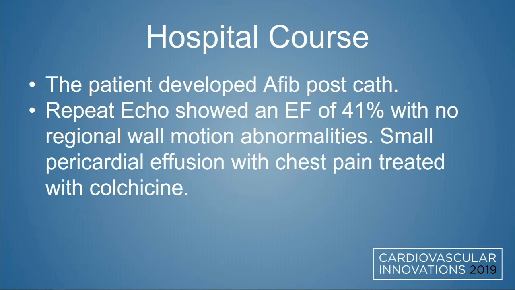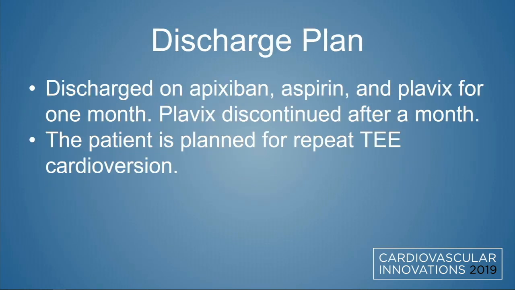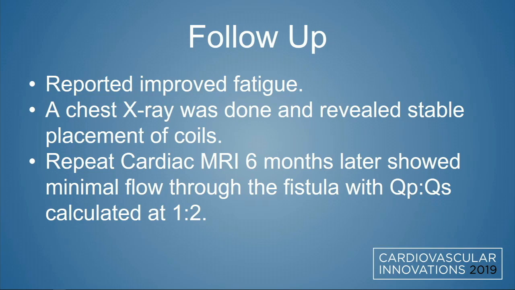Echo showed ejection fraction of 41, and the patient was complaining of pleuritic chest pain. In the setting of pericardial effusion, he was started on colchicine. Then the patient was discharged on aspirin, apixaban, and Plavix, and the plan was to discontinue Plavix in a month afterwards. At follow-up, the patient reported improved fatigue. Chest X-ray was done afterwards and revealed stable placement of the coil. Repeat cardiac MRI showed no flow, and the shunt fraction of 1.2.